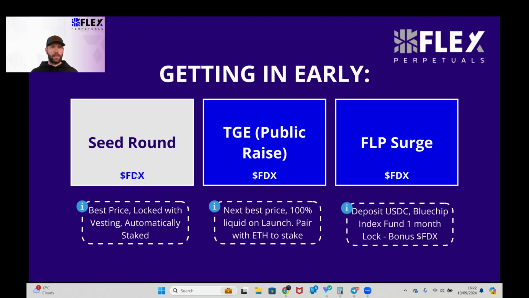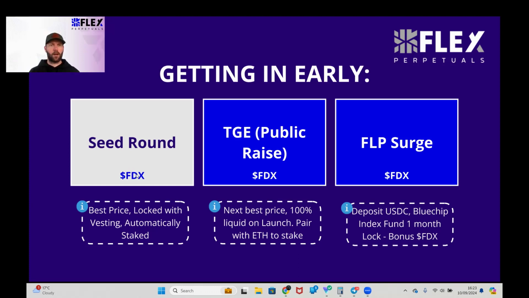So one of the key benefits of the public raise stage is that there's no lockups, there is no vesting. Your tokens are 100% liquid on the day of launch. And so you can choose what you want to do with those tokens. You can hold them for price appreciation, you can sell them, or what might be the focus of this video today, you can pair those tokens with ETH, and you can provide liquidity in a couple of different places.